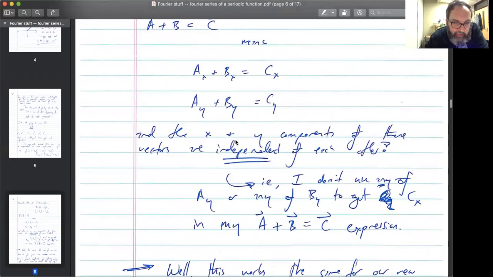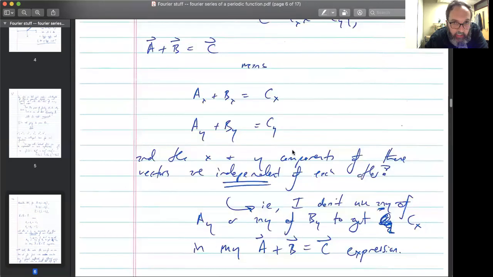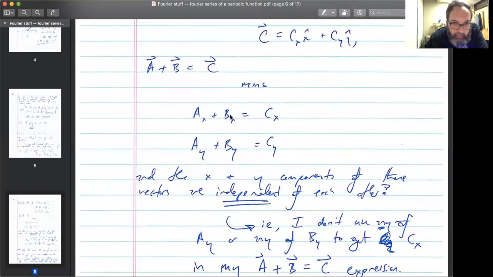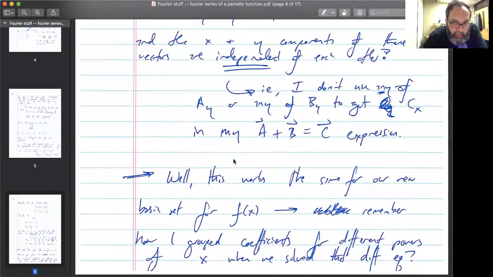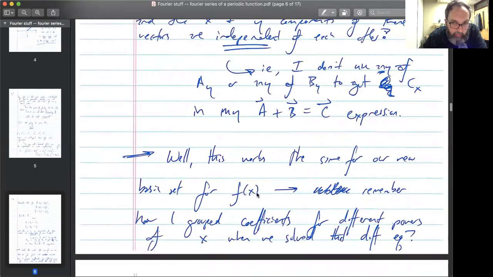So I could say that the x and y components of the vectors A, B, and C are independent of each other. I don't use any of the quantity A_y or any of the quantity B_y to get C_x when I'm calculating A plus B is equal to C, right? To get C_x, I use A_x and B_x. I don't use any of A_y or B_y. So there's an independence between the x and y components here. And this works the same way for our new basis set for f of x.